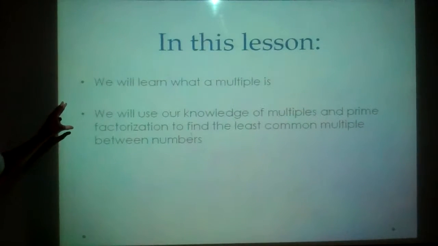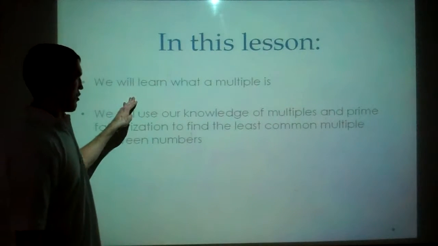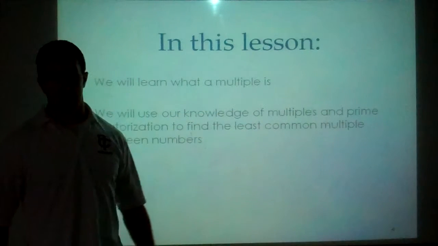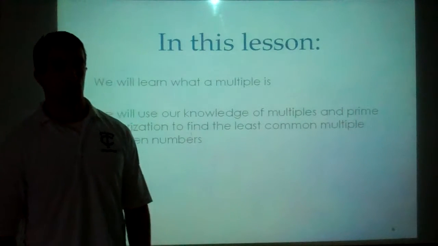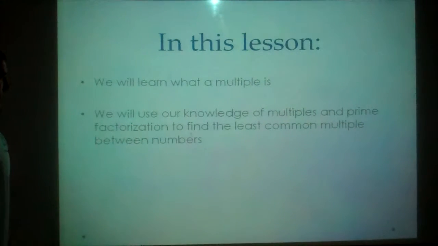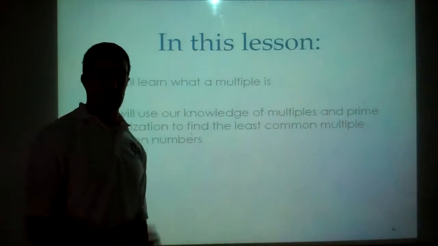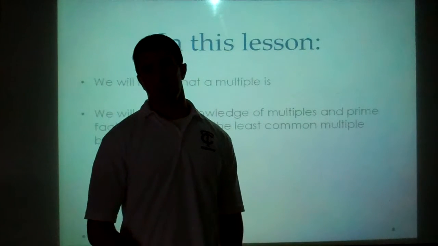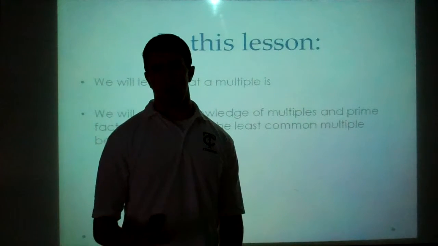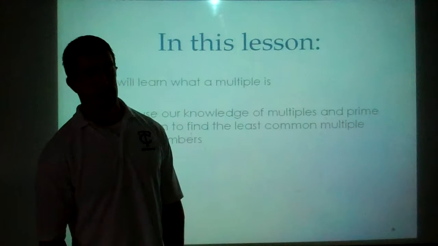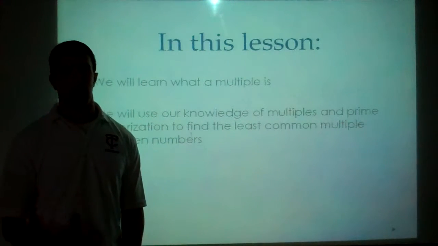But the big things we're going to talk about today. This is probably showing up fairly light on your screen. I apologize for that. We will learn what a multiple is. If we haven't learned what it is already, we're going to review what that is. And we're going to use our knowledge of multiples and prime factorization to find the least common multiple, or the LCM, between numbers. We'll be able to find the LCM between 2 numbers, 3 numbers, 4 numbers, however many numbers they give us.